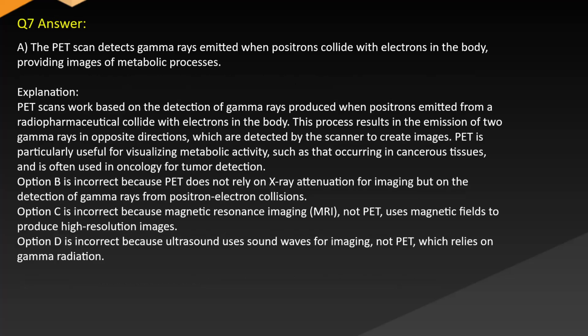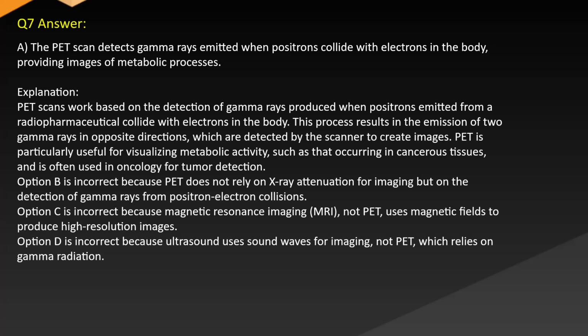Answer A. The PET scan detects gamma rays emitted when positrons collide with electrons in the body, providing images of metabolic processes. Explanation. PET scans work based on the detection of gamma rays produced when positrons emitted from a radiopharmaceutical collide with electrons in the body. This process results in the emission of two gamma rays in opposite directions, which are detected by the scanner to create images. PET is particularly used for visualizing metabolic activity, such as that occurring in cancerous tissues, and is often used in oncology for tumor detection.